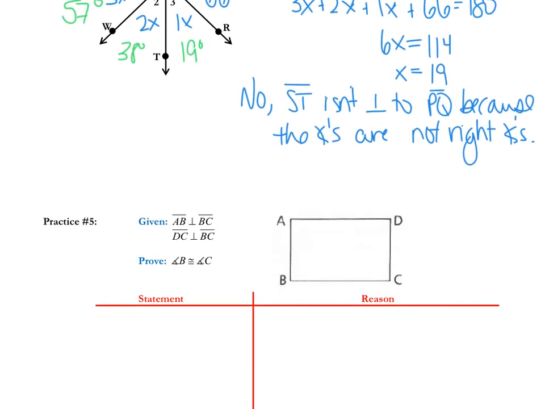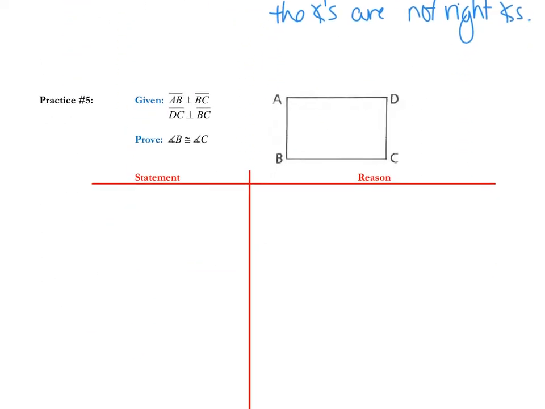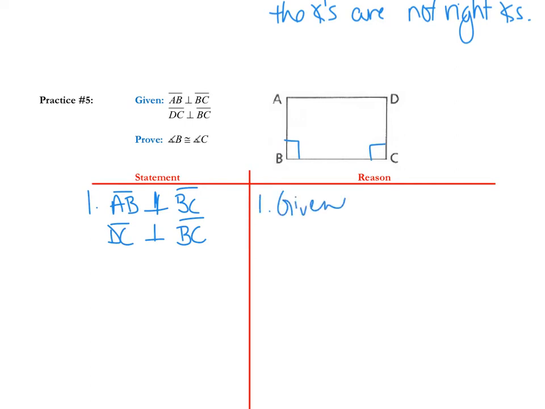Okay, let's go on to the proofs now. We have 2 proofs to tackle. So given is AB is perpendicular to segment BC. So let's go ahead and mark that on our diagram. And DC is perpendicular to BC. Again, remember that the only time you can mark things on here is items that are given to you. Okay?